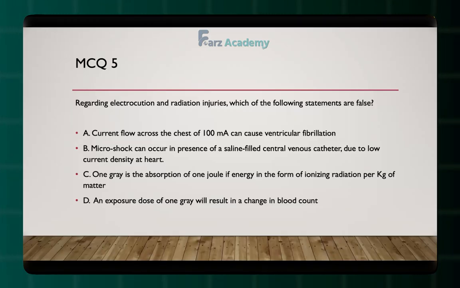So which is false? Current flow across the chest of 100 milliamperes can cause ventricular fibrillation. Microshock can occur in the presence of saline filled central venous catheter due to low current density at heart. 1 gray is absorption of 1 joule of energy in the form of ionizing radiation per kg of matter. An exposure dose of 1 gray will result in a change in blood count.